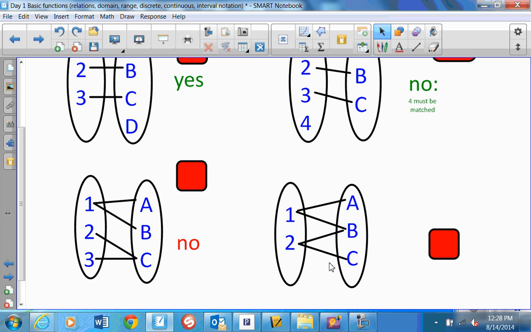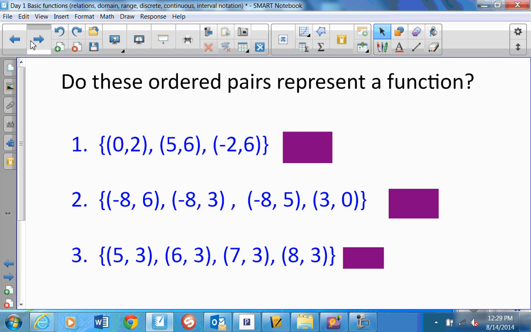How about this one? No. Because 1 has 2 buddies, an A and a B, and 2 has 2 buddies. X is 2-timing. X cannot 2-time. Y can 2-time all day long, but X cannot. Okay? This doesn't seem fair, does it?